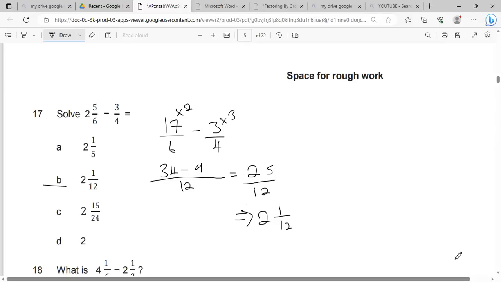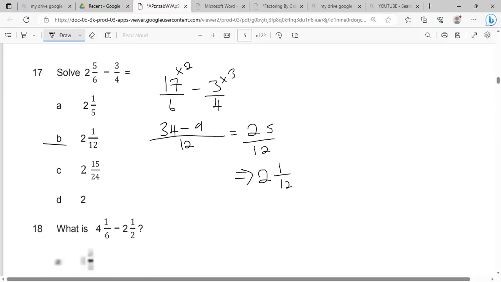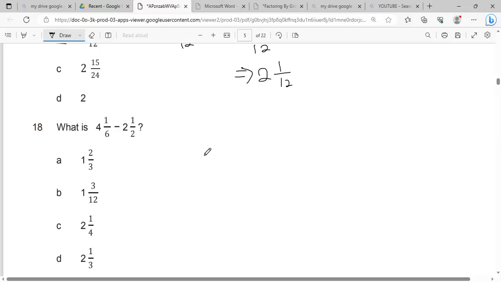All right, let's move on to 18. What is 4 and 1/6 minus 2.5? Again, I'm going to do it the long way because a half is bigger than 1 over 6, so it will work the other way anyway. So 4 times 6 is 24 and 1, 25 over 6. Minus 2 times 2 is 4 and 1, 5 over 2.